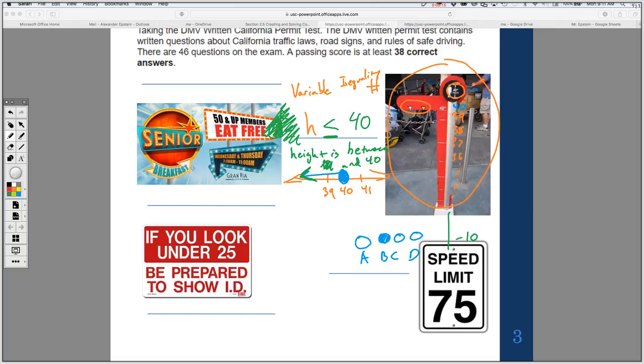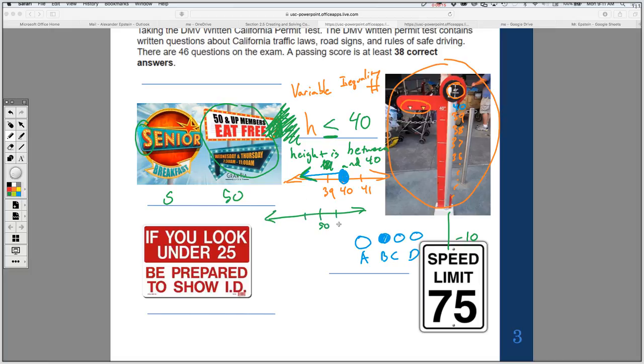All right, right here, 50 and up, members eat free. So what's the variable you want to use? S? And we said S because we picked senior, right? What was the number? 50. What's the inequality? So I put my arrows, and you can only do this trick if the variable is on the left. So put 50.